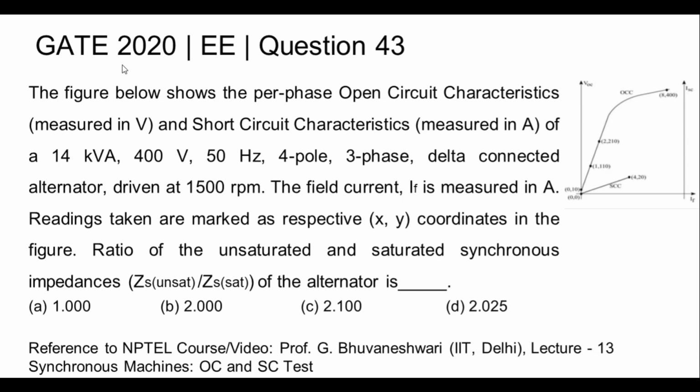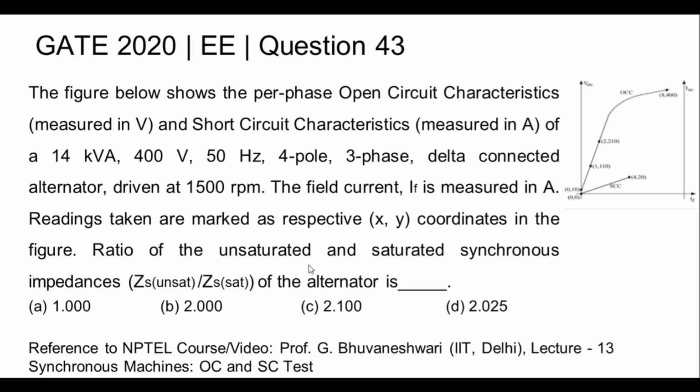Hello everyone, this question is from GATE 2020. The figure below shows the per phase open circuit characteristics measured in volts and short circuit characteristics measured in amperes of a 14 kVA, 400 volt, 50 Hz, 4-pole, 3-phase delta connected alternator driven at 1500 RPM. The field current IF is measured in amperes. Readings taken are marked as respective XY coordinates in the figure.